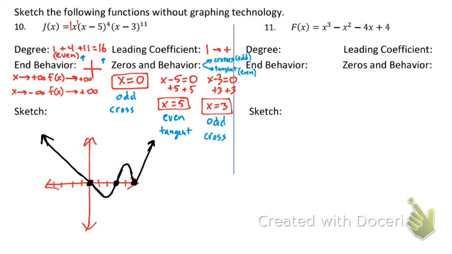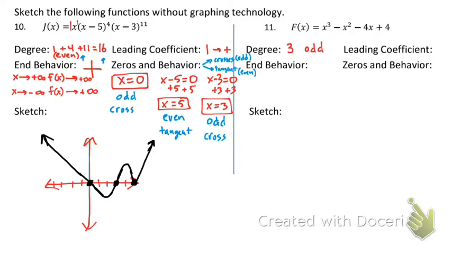Okay, so let's try number 11. So number 11 is not in factored form. It's in standard form. So that means my degree is just the highest powered exponent, which is going to be 3. So my degree is 3, which means, is it odd or even? That means it's odd. Okay, so just keep that in mind.